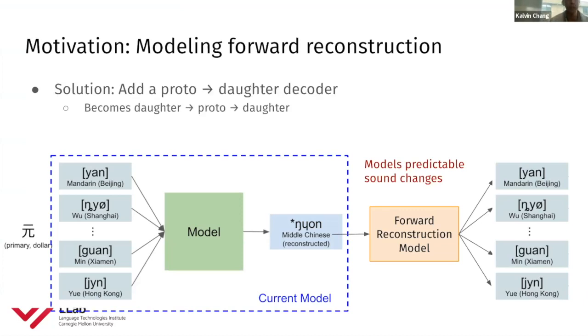So what we do is we simply add a protoform to daughter decoder that takes in the protoforms and tries to predict the daughter forms. And our architecture basically becomes daughter to proto to daughter, which basically looks like an autoencoder architecture. Now, instead of using vanilla autoencoders, though, we use variational autoencoders, which learn a more expressive latent space.